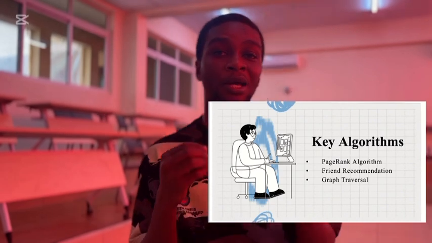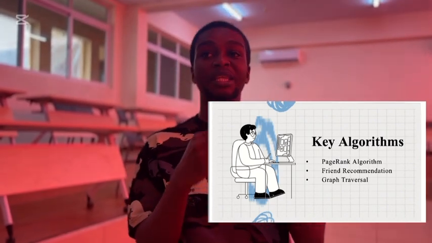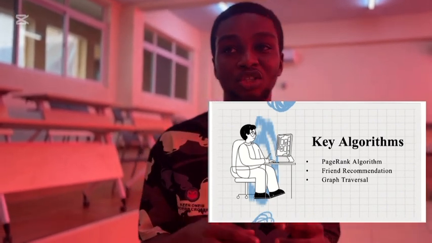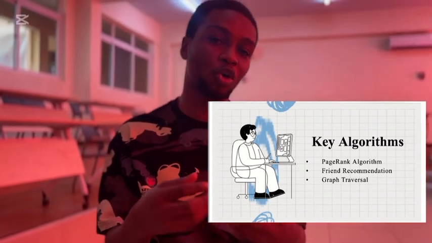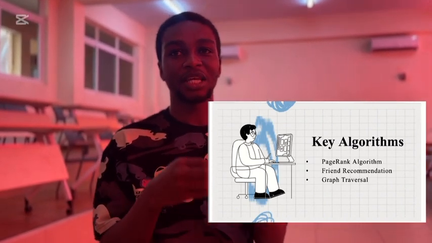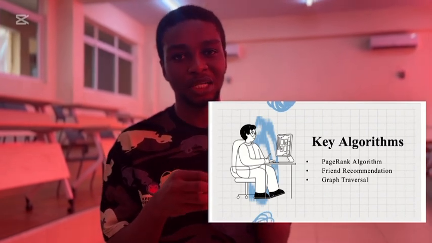The second graph theory algorithm we want to look at is the friend recommendation algorithm. Methods like breadth first search, depth first search, and link prediction use graph structures to suggest new connections. These algorithms leverage proximity, mutual friends, and community detection to improve engagement and build meaningful user interactions.